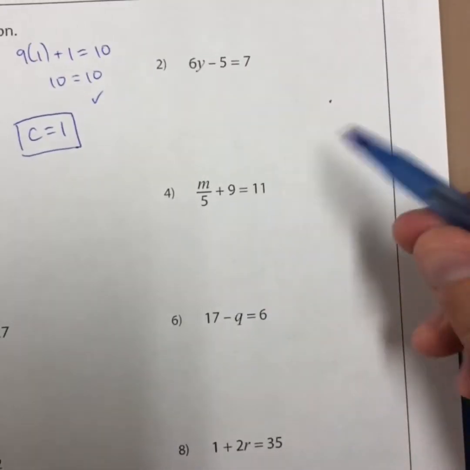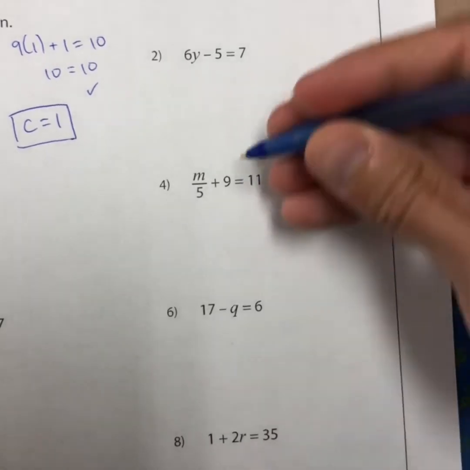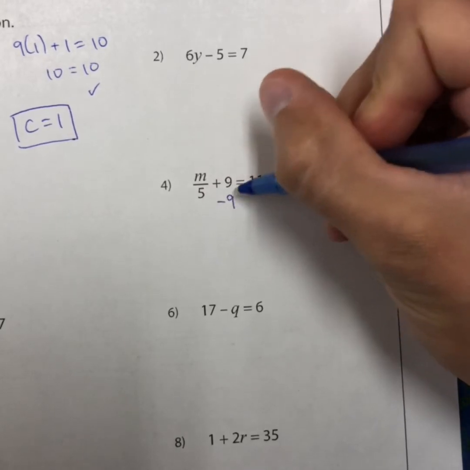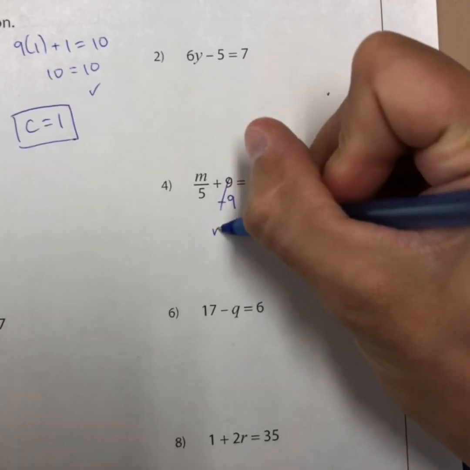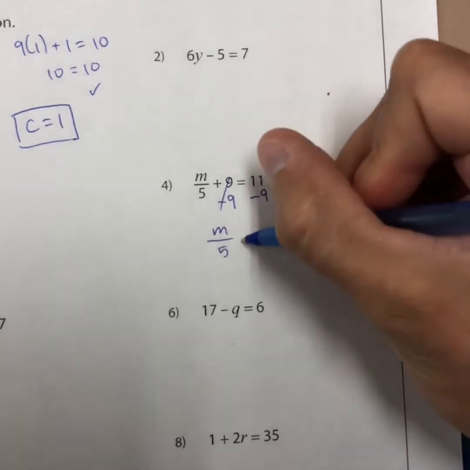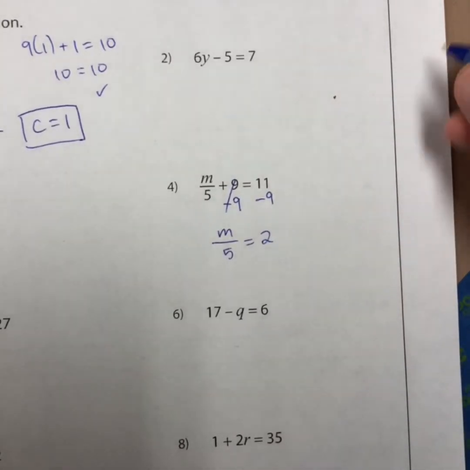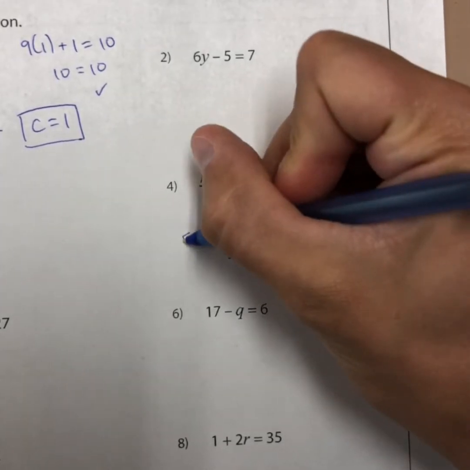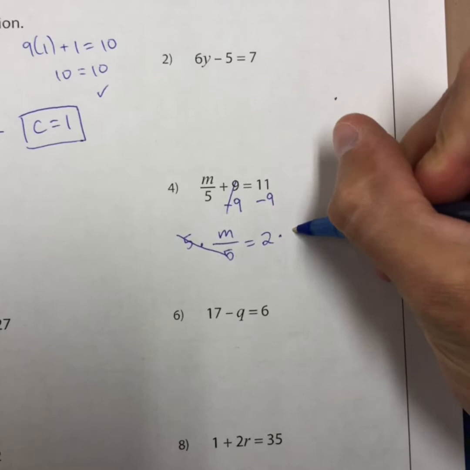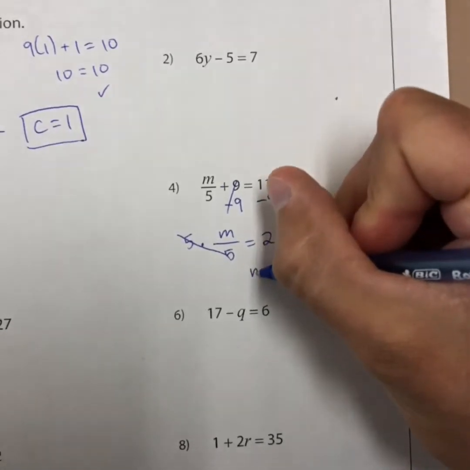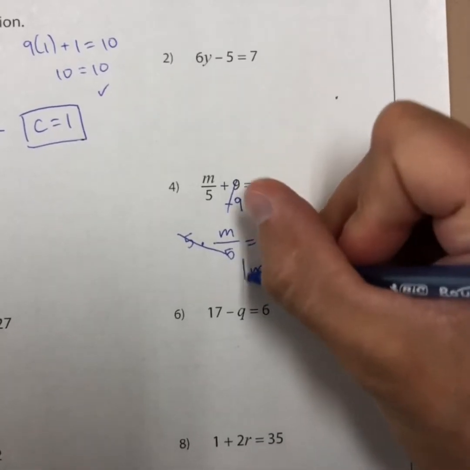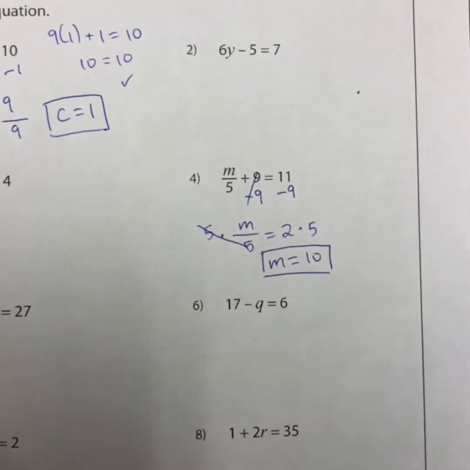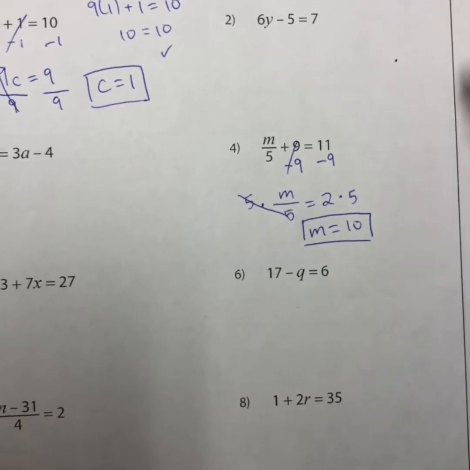Number 4, there's a couple ways to go about solving number 4. Personally, I would start with the subtraction. To keep the numbers smaller, I would subtract 9 from both sides. So we get m over 5 equals 2. And then we could finish with the multiplication. So you could then multiply by 5 on both sides to get rid of the fraction, and you've now solved for m equals 10. Okay, so if this seems very easy for you, then that's great. That means you remember a lot of Algebra 1, and the beginning of this year should be a bit easier for you.